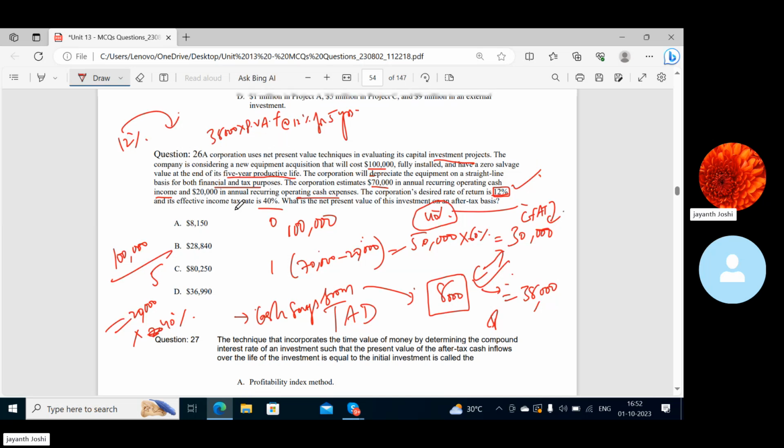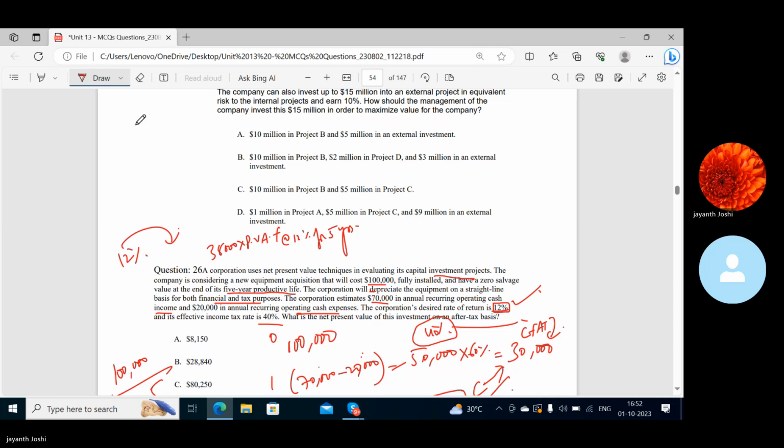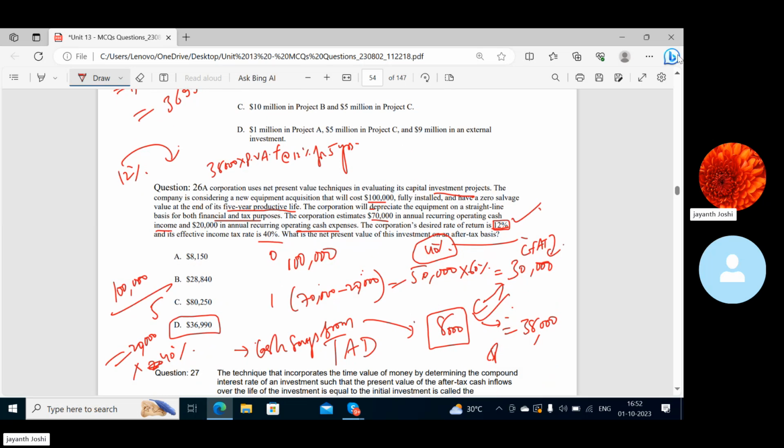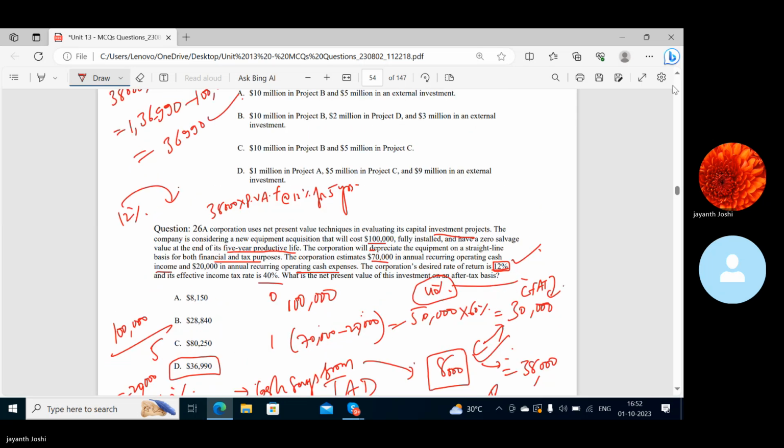So 38,000 into 3.605, it will be around 1,36,990. My initial investment has been $100,000. So what is my NPV? 36,990. This is my positive NPV and this is the answer. Please make a note of all this. I'll move forward.